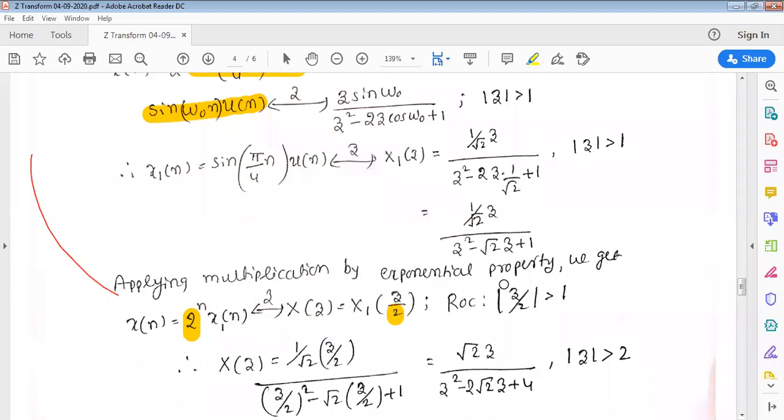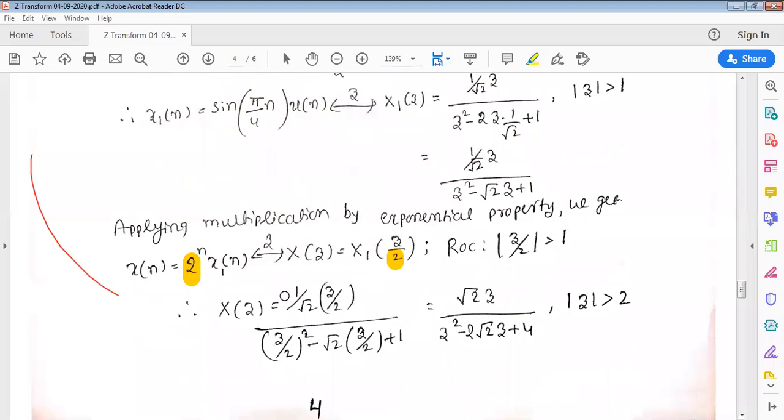But the ROC, instead of mod z more than 1, z gets replaced by z by 2, that is mod z more than 2. That's the only change. Okay, a power n x1 of n gets transformed into X of z only, but z gets replaced by z by a, and a should not be 0. You should not multiply by 0 power n. That is not allowed. Okay.